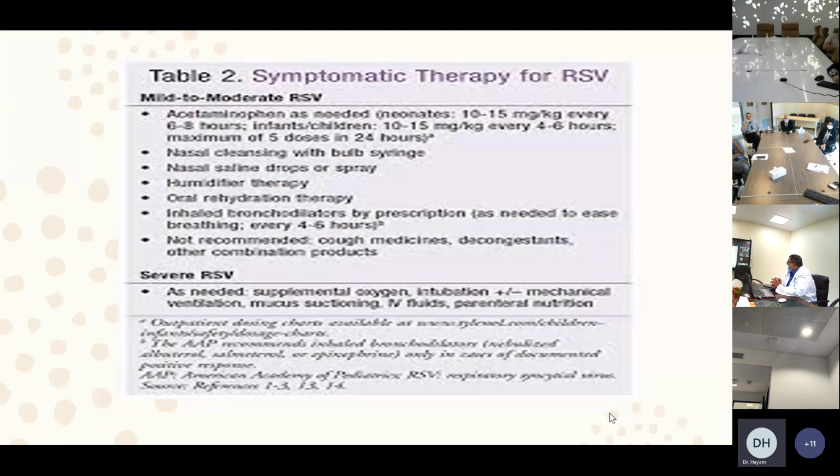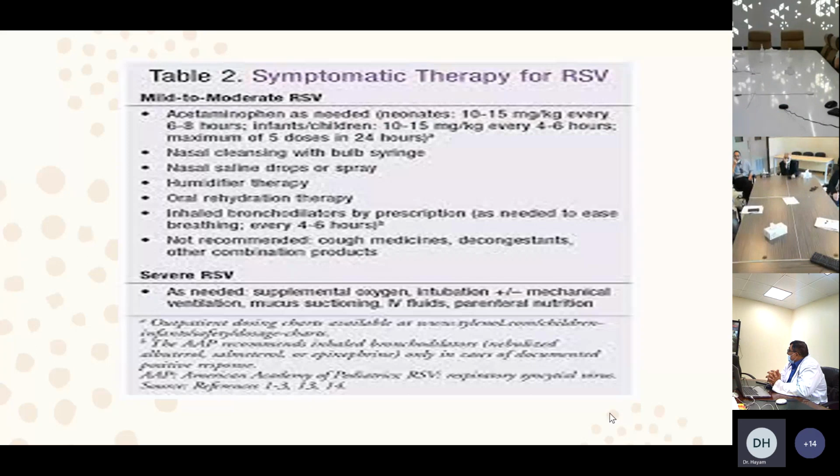Please. Okay. This also goes for symptomatic therapy: antibiotics, suction for the nasal secretions. Sometimes humidifier therapy will help, and oral rehydration therapy, whether oral or IV. And as we say, bronchodilator is a case-to-case decision by the clinician. For severe RSV, everything is as needed also. With such a patient, we need oxygen, intubation, mechanical ventilation, and suction. It's done accordingly. Next slide, please.